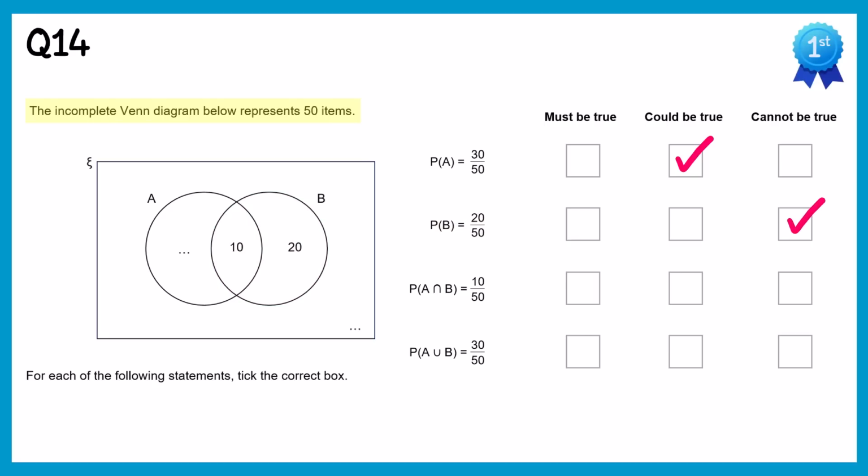For the next one, we're looking at the intersection of A and B with the probability of 10 over 50. To find the intersection, we look at the overlapping section here, which has 10 items. So the probability of this must be 10 over 50, so this one must be true.